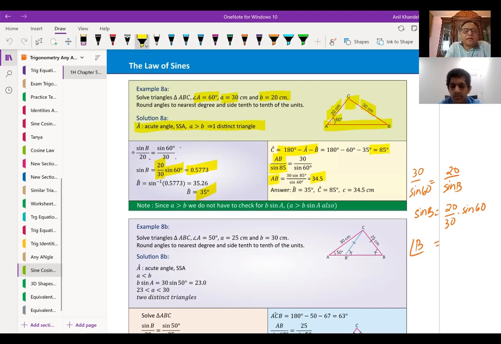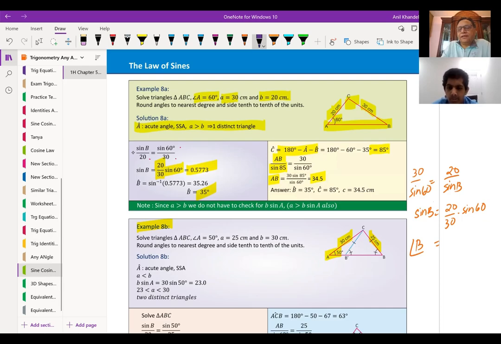Can you please read example 8b? Okay. Solve triangles. Triangle ABC. Angle A equals 50 degrees. Side a equals 25 centimeters. And side b equals 30 centimeters. Right. Round angles to nearest degree and side length to tenth of the units. So when you are given this question, what will you do first? So you have to solve for the angles. So you have to find side BC first.